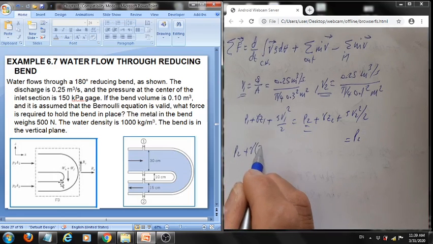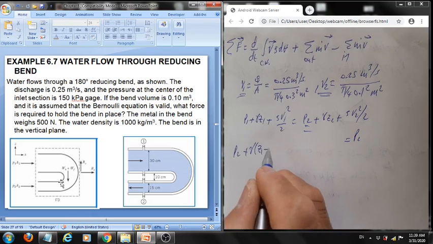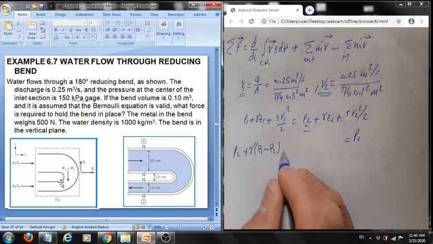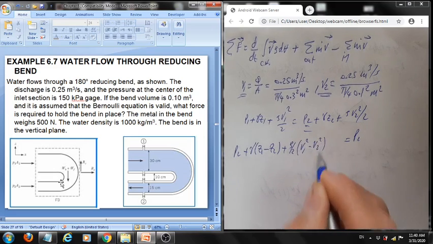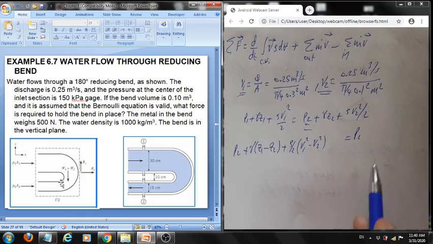plus gamma (Z1 minus Z2) plus rho over 2 (V1 squared minus V2 squared). Okay, this will give us V2. Now we need to draw a reference for the Z direction, but this is easy. Because he's talking about the center, we can simply take the center point for the exit pipe to be Z equal to 0, so Z2 equals 0.